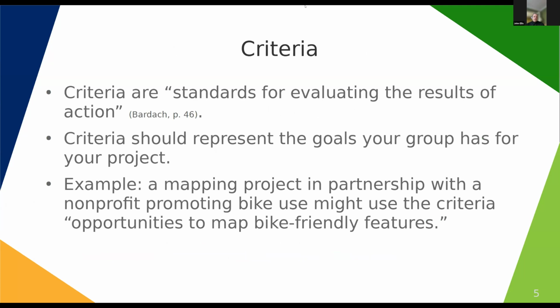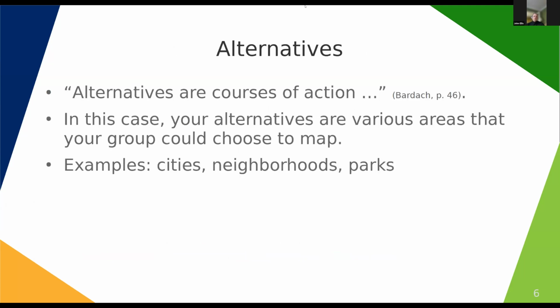The first step is identifying your criteria, which are the standards for evaluating the results of action or assessing the effectiveness of each location. For example, a project focused on bike infrastructure might prioritize mapping bike-friendly features. You'll also want to work on listing your alternatives, or specific locations you're considering, whether that's cities, neighborhoods, parks, other administrative boundaries, or you might be limited in scope based on other data that you were looking for.